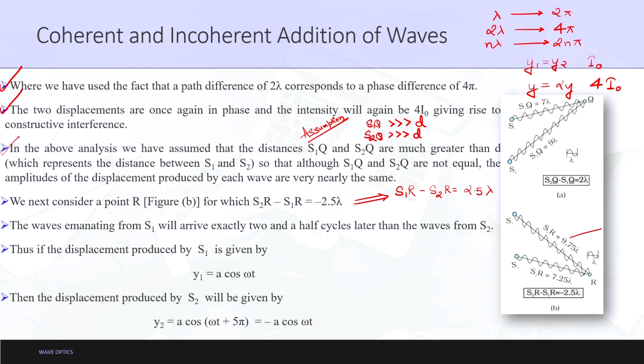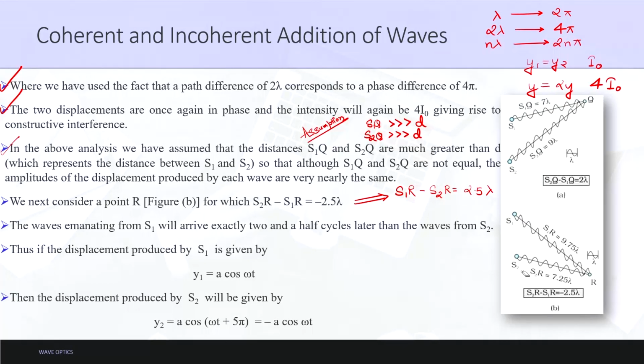For an example, it is written here, let us suppose that S1R is 9.75 lambda and let us suppose S2R is 7.25 lambda. So, what does S1R minus S2R correspond to? By mathematical calculation, it is 2.5 lambda. So, because it is 2.5 lambda, there will be a phase difference. Why there will be a phase difference? Because the complete value of wavelength is not being completed. That is why the displacement given by y1 will be different from the displacement given by y2.